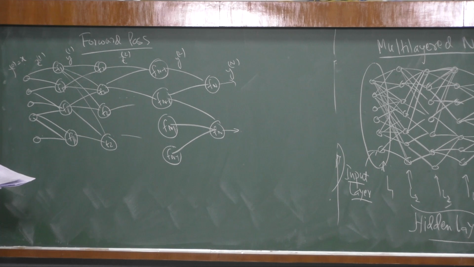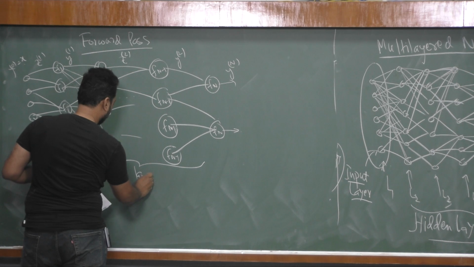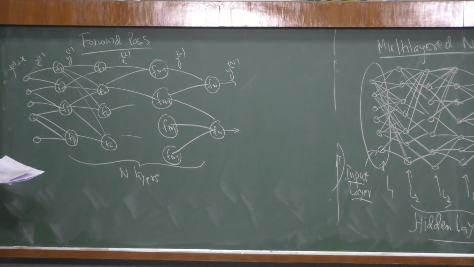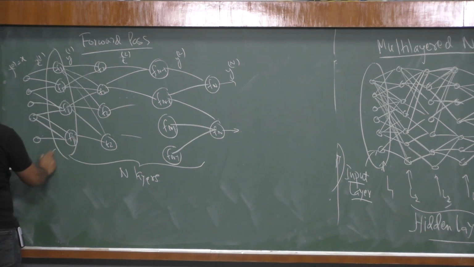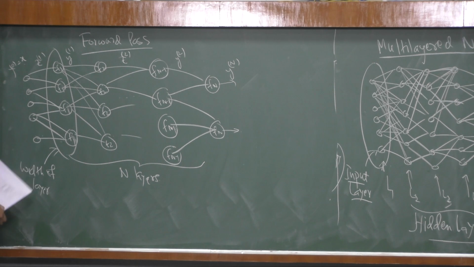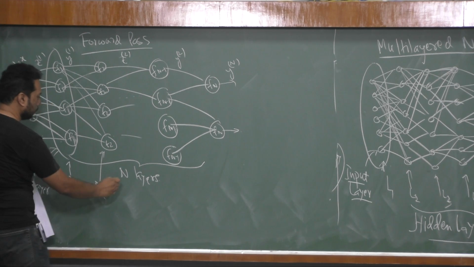In this case, what we have taken is that there are capital N layers. That's what we note down here. And then what we have assumed is the width of these layers. By width we mean the number of hidden units in the layer. So with the notation, the width will be denoted by d1, d2, up to dn.